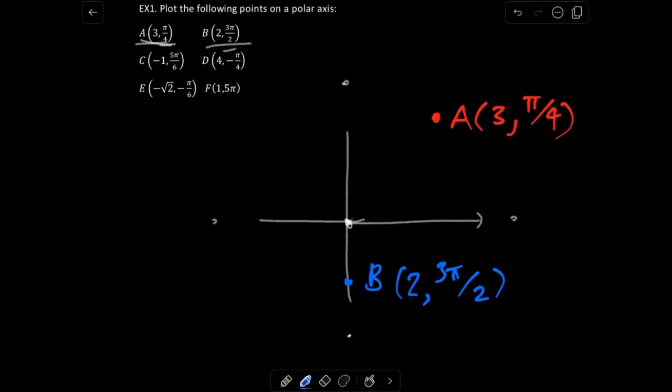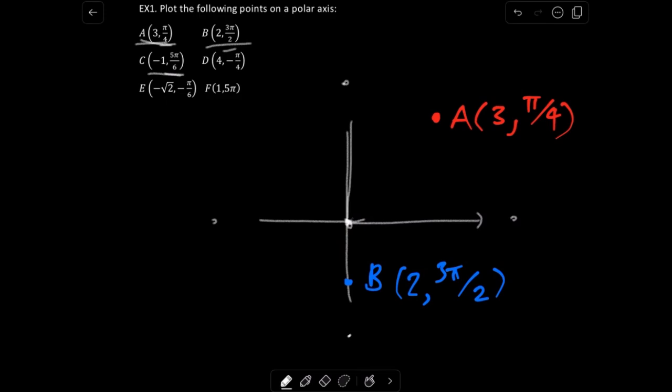All right, let's do point C. So point C now has a negative distance. So again, when you are plotting these points, what I want you to do is start with the angle. Get the angle right, and then you can look at the length. How do we plot a negative length? Let's worry about the angle first. We have 5 pi over 6. 5 pi over 6 in terms of degrees is going to be 150 degrees.